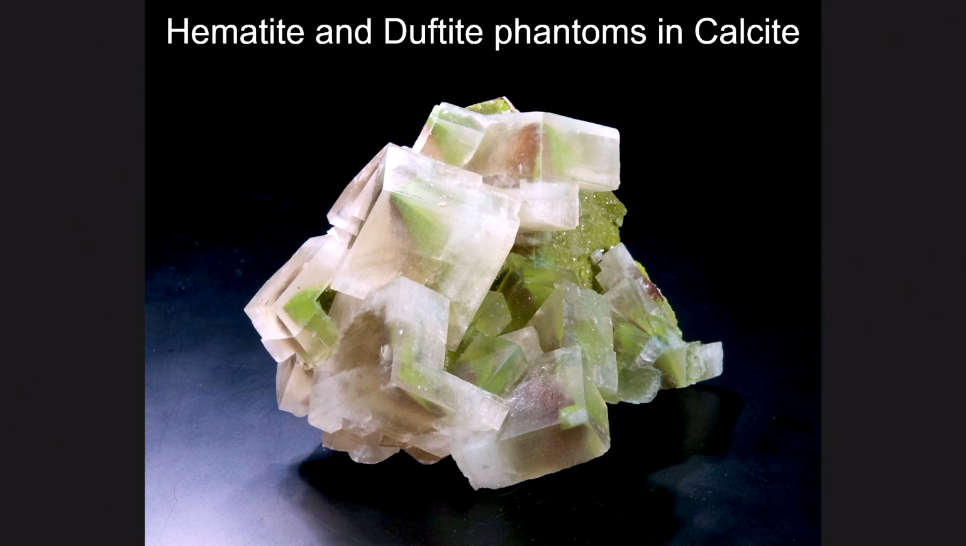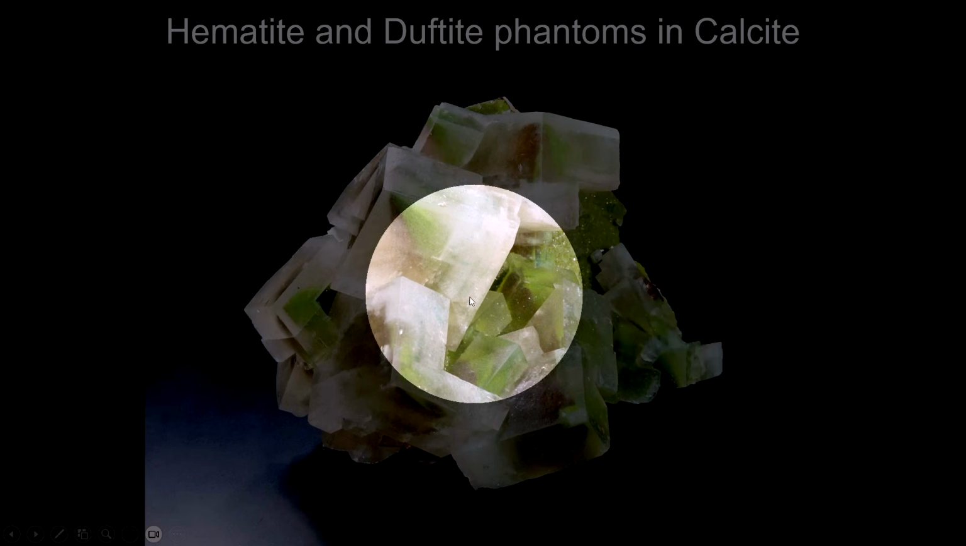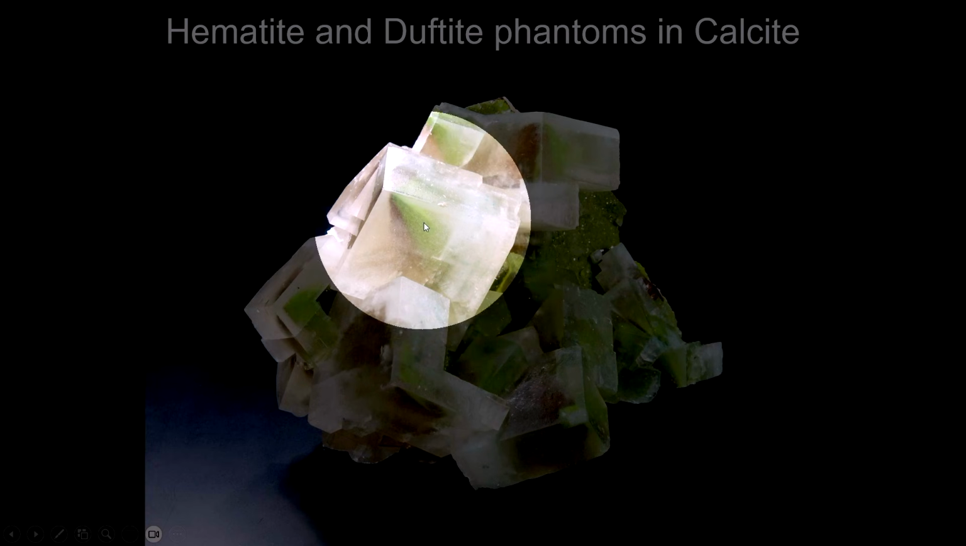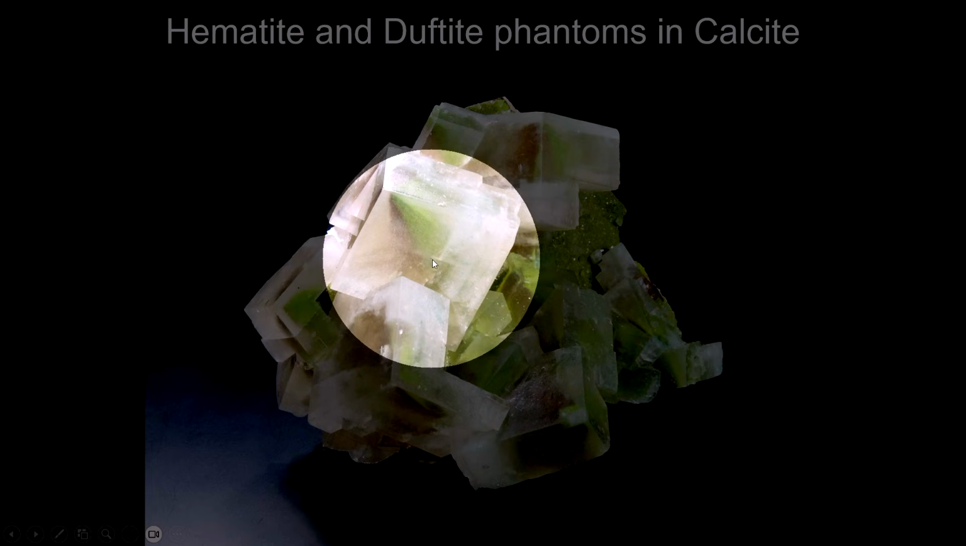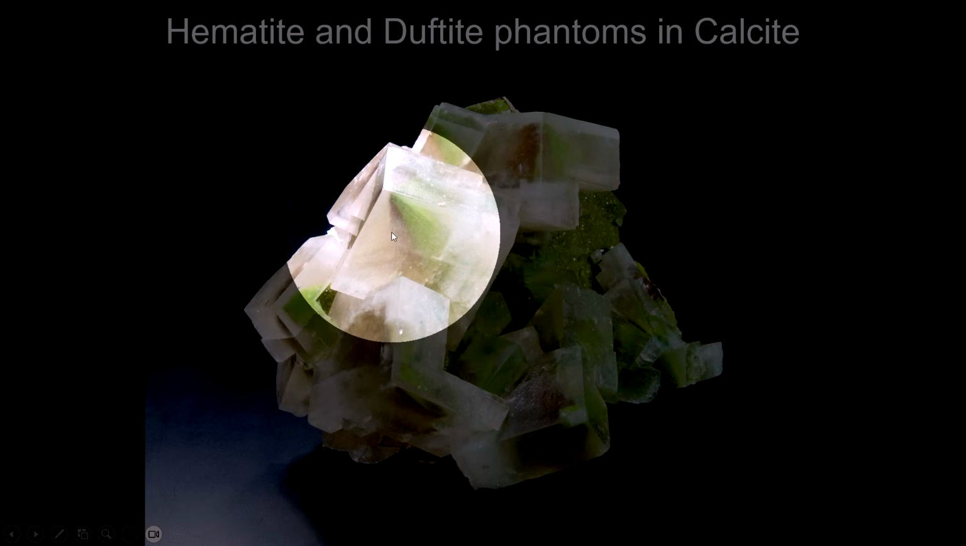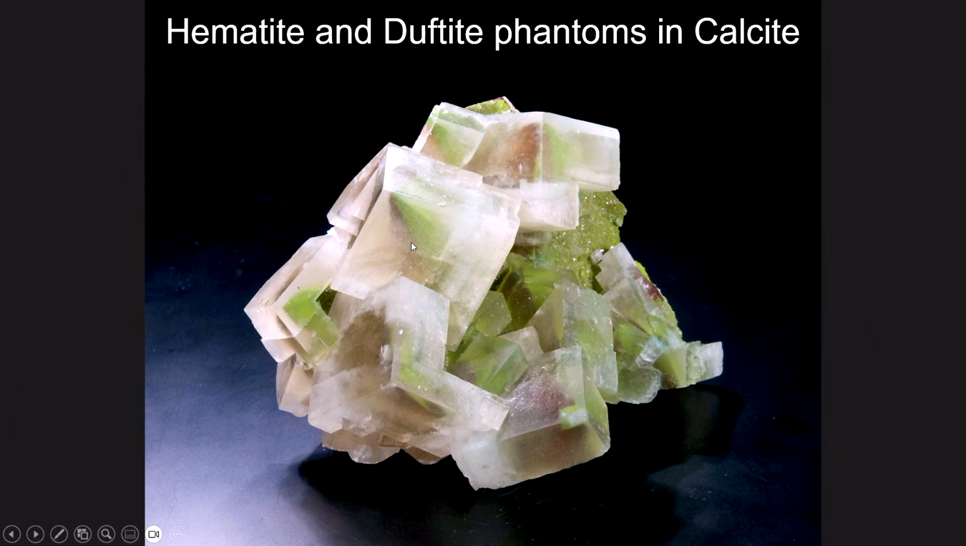Here we have a very interesting example of a phantom from Tsumeb. We have hematite and duftite as phantoms in calcite. And you can see that there are these triangular shapes. The green part is duftite and the reddish-brown part is hematite. And the question is, how did it form like this?